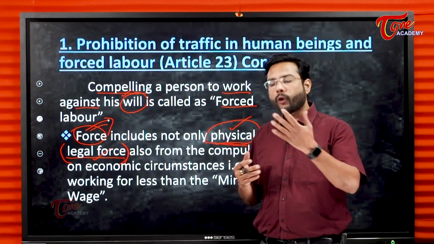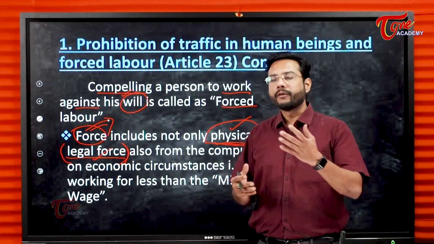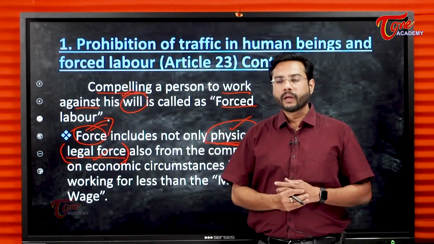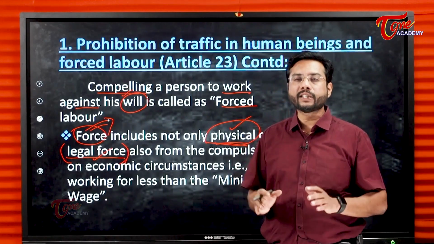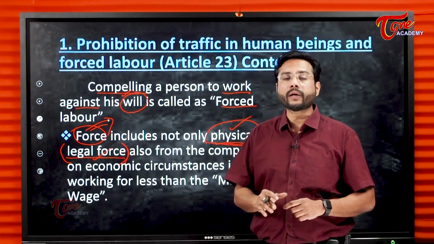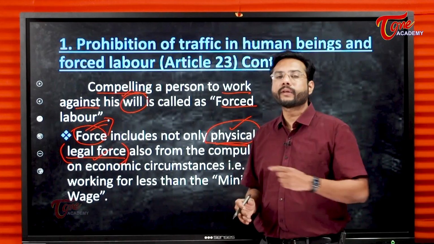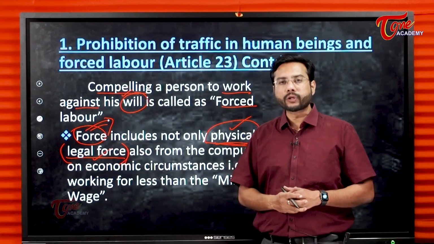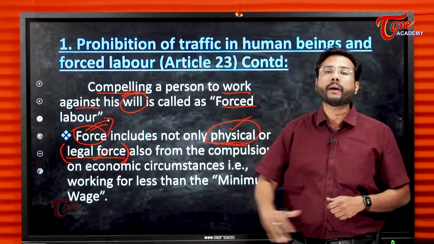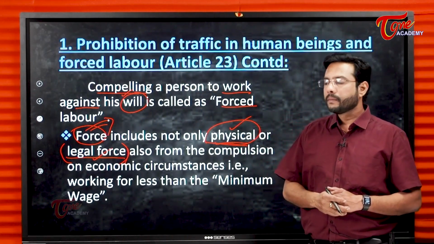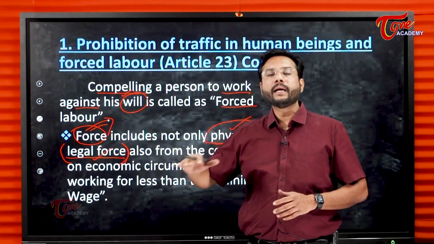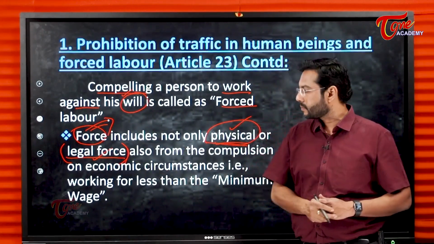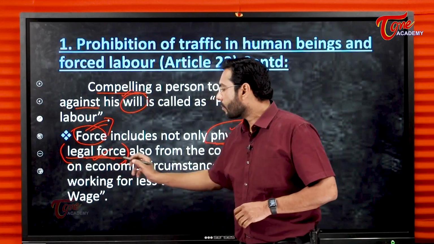So what if he wants to come out of that contract or work somewhere else? Then if the organization is forcing the employee and not letting him come out of the organization, that is forced labor, and that is prohibited by this article. As I said, bonds can be broken by paying some compensation. So that is legal force.